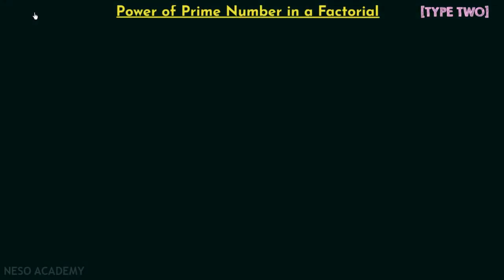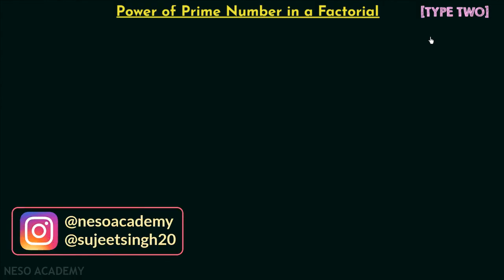In this lecture, we are going to understand the formula to find out the highest power of a prime number in the given factorial. And this is the type 2 of the problems asked in the examination from the chapter number systems. So now we will move on to our discussion.